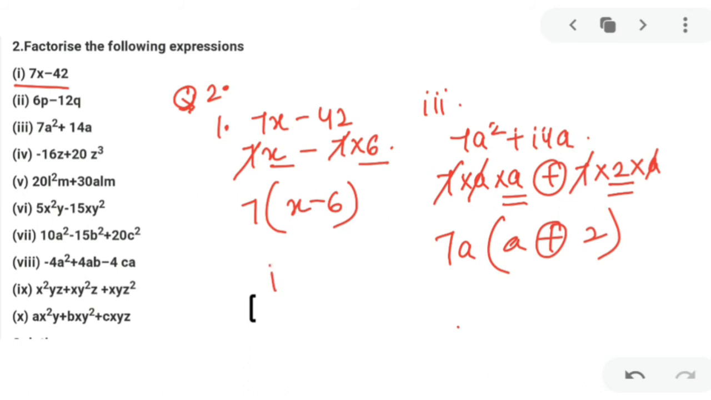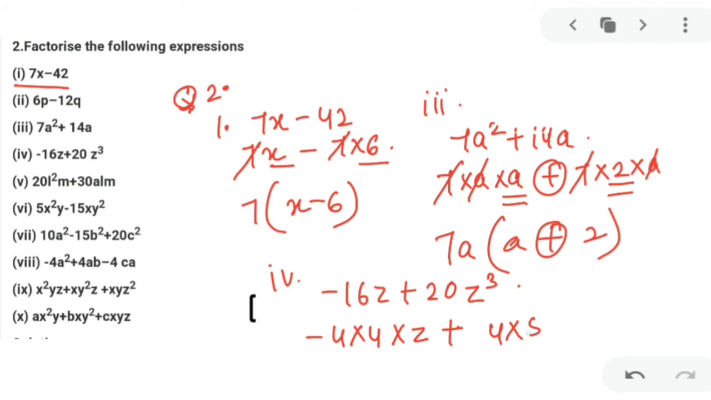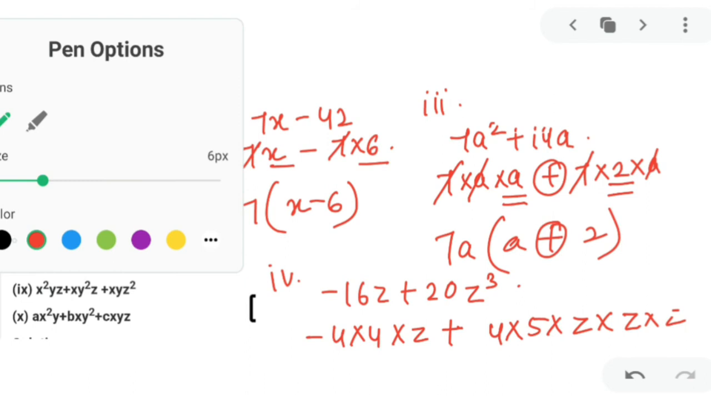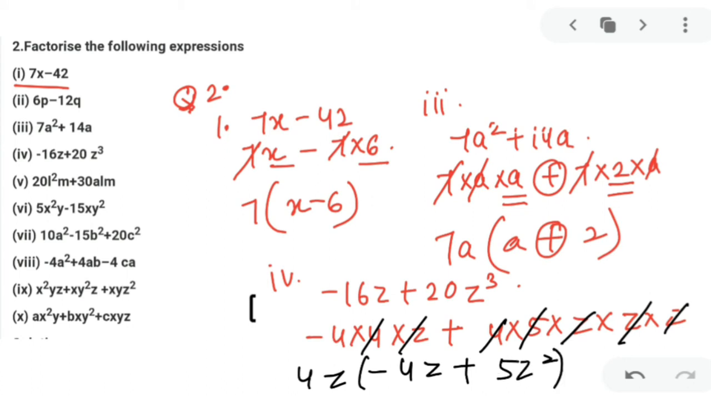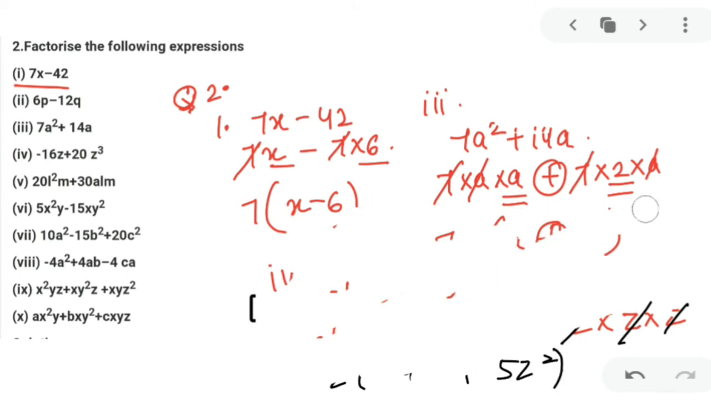I'll jump on to fourth. Let's see what we can do for fourth. It has minus 16z plus 20z cube. What you can do is 16. Can you write it? Minus 4 into 4 into z. For 20 you can write 4 into 5 and z for 3 times. What all things you want common from this? Yes, you can take common 4. You can take common z. What will be remaining inside will be minus 4z and 5z square. Is that clear, my dear kids? So that was your fourth.